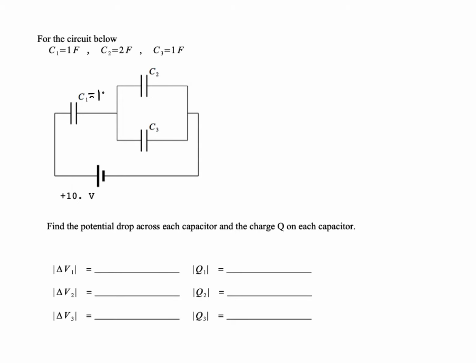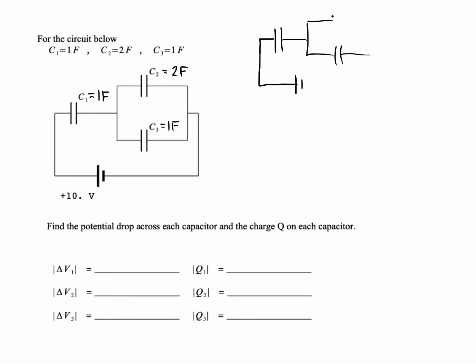C1 is 1 farad. C2 is 2 farads, and C3 is 1 farad. All right, so our approach here is going to be to simplify the circuit by identifying capacitors which are directly in either parallel or series.